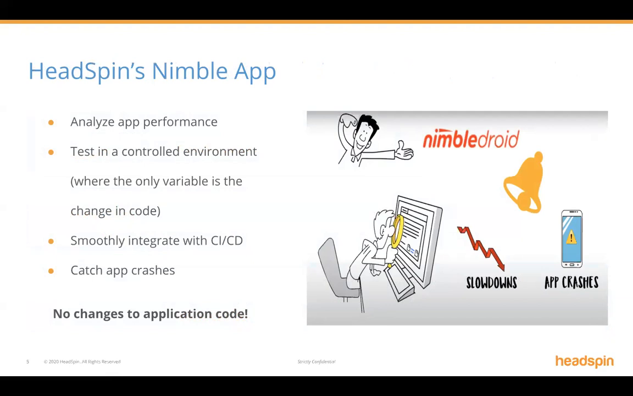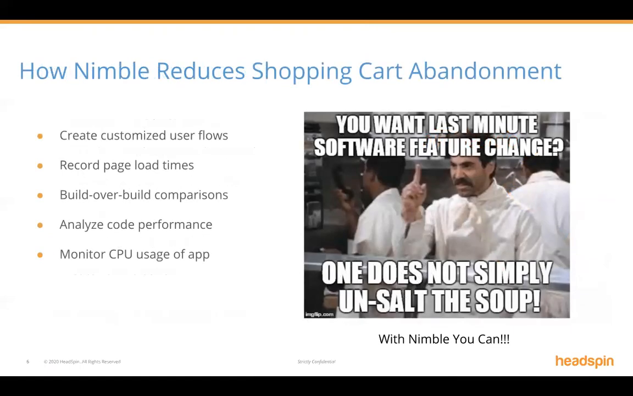HeadSpin helps to solve this problem using its Nimble app. So what is Nimble? Nimble is basically testing your app in a controlled environment where the only variable is the change in your code. The device, network, region, and OS are kept constant. So Nimble provides quite precise timing where the only reason for the degradation of app performance is because of the changes in code. In this next part, we're going to cover how Nimble reduced shopping cart abandonment for a customer by highlighting each of these points in more detail in the following slides.